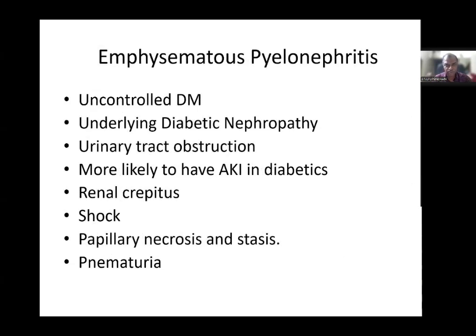Emphysematous pyelonephritis, as you know, is air in the parenchyma of the kidney, and occurs in uncontrolled diabetes. There is underlying diabetic nephropathy most often. There is urinary tract obstruction, most likely to present as an acute kidney injury in diabetes.